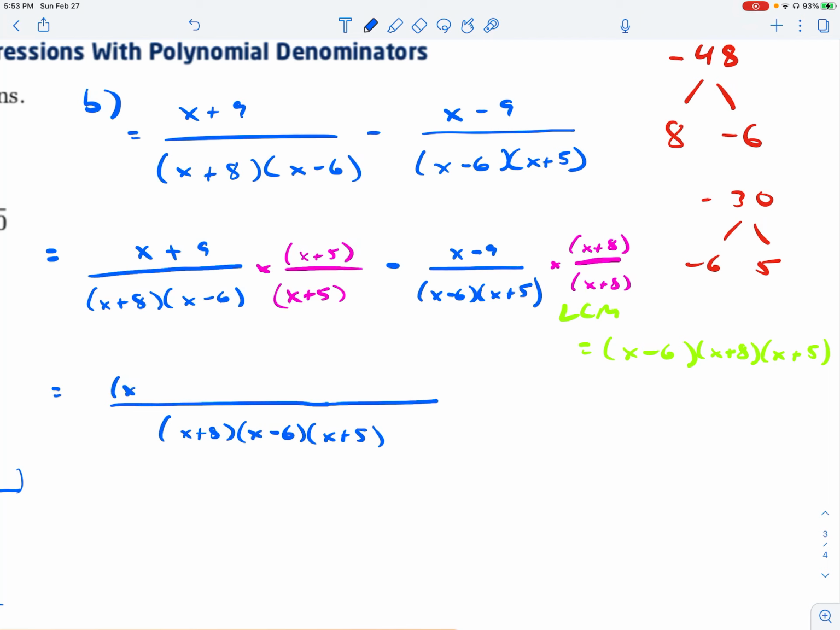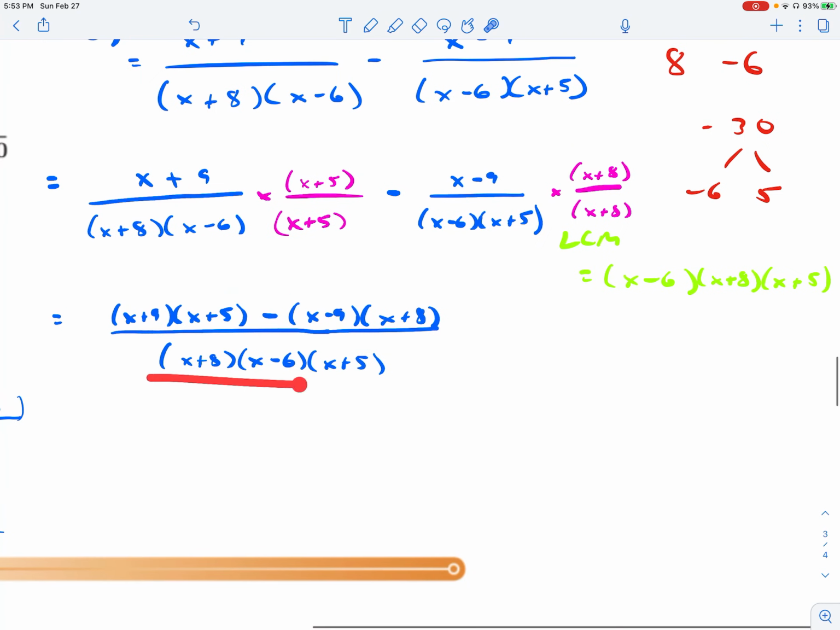So the first term, we had x plus 9 times x plus 5, and that's going to be minus the second set, x minus 9 times x plus 8. Okay, so you can see we have this here, and then it's minus the product of those two, which I have there. Leave this denominator factored, but go ahead and do FOIL for these up here.